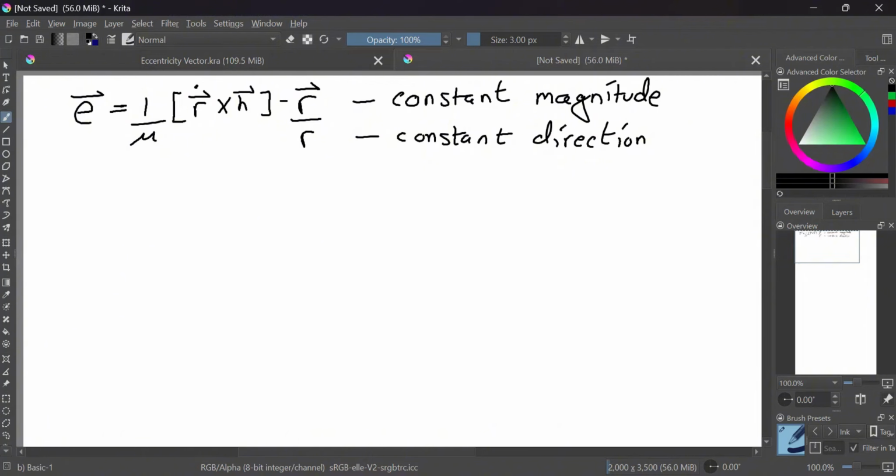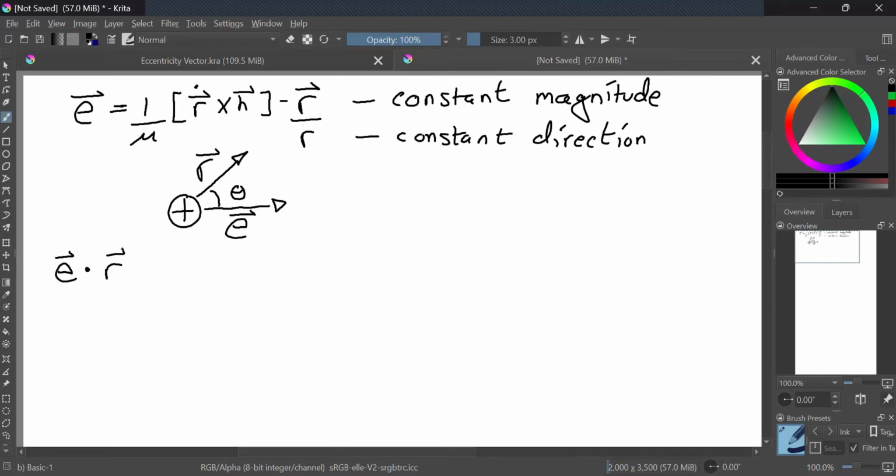And in a geometric sense, on paper, if we know that the eccentricity points in that direction, and we know that our radius points in that direction, we can measure the angle between them and know where around our host body our satellite is. Mathematically, that's going to look like taking the dot product of our eccentricity with our radius.